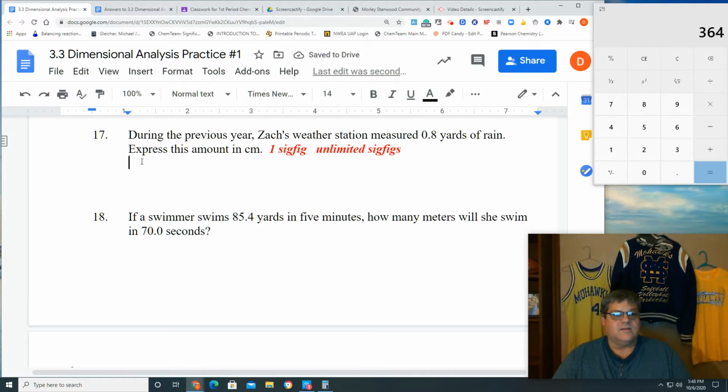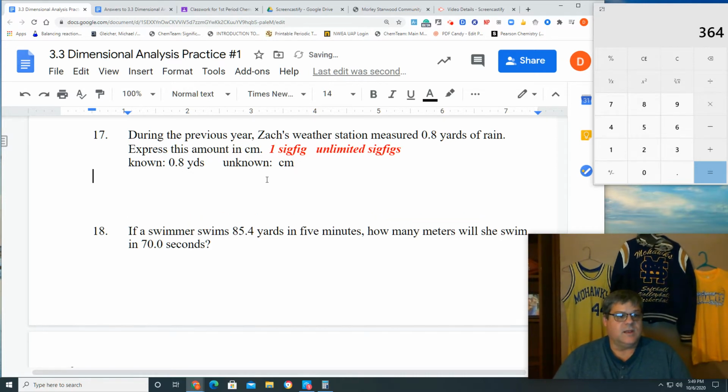And so now we're going to go ahead and say, what are the knowns and unknowns? Well, the known that we have is 0.8 yards, and that's of rain. And do we need to know a conversion factor? Well, we'll figure that out, because we don't know that, but we're going to have to calculate that out. What is unknown is the number in centimeters.